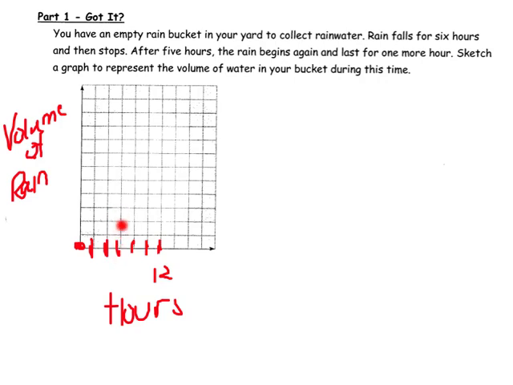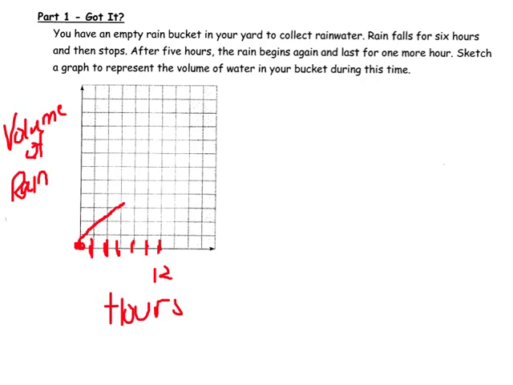It doesn't say how hard it's raining, so I'm going to say it's steadily raining, so it's going to go up in a relatively straight line for 6 hours. So I'll go ahead and graph that part. So that's 2, 4, 6 hours. And then it stops for 5 hours. So that means that unless my bucket has a hole in it, the amount of rain in it will stay the same for 5 hours.